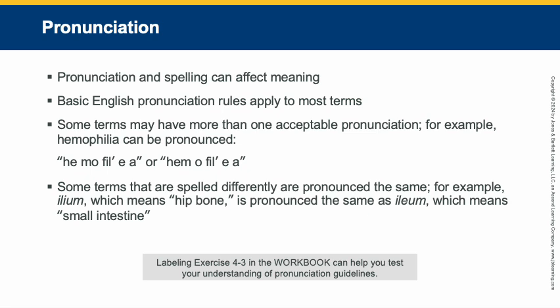Some terms that are spelled differently are pronounced the same. For example, ilium, which means hip bone, is pronounced the same as ileum, which means the small intestine. So you have to take into account what context they are using this in. Some examples of pronunciations are on table 4.5 in your book on page 133. And there is a labeling exercise on 4.3 in your workbook that can also help you with these.